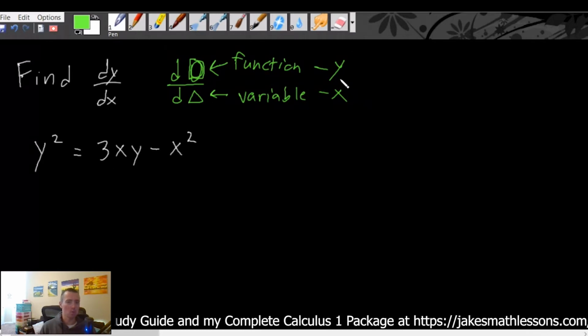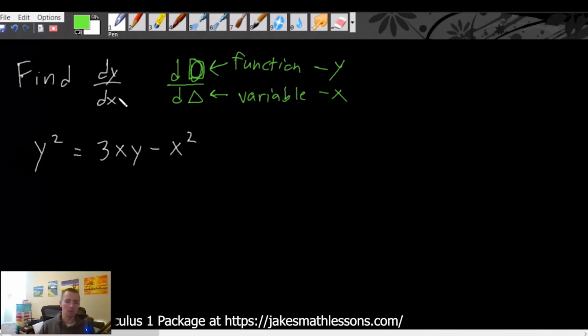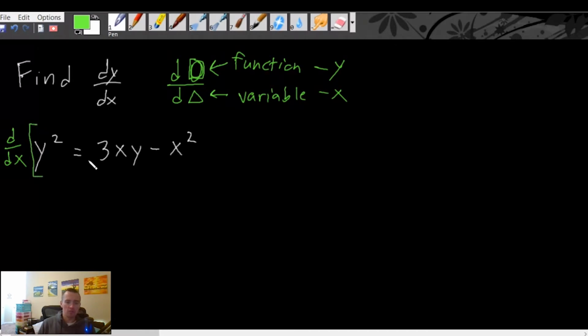I like to recommend writing this out right off the bat. Keep straight what's your variable and what's your function, because as you go through this problem, whatever's your variable, whatever's on the bottom, you're going to find the derivative of both sides of your equation with respect to that thing. This is going to tell you exactly how you're going to deal with taking the derivative of these different pieces, based on the fact that x is our variable and y is a function.